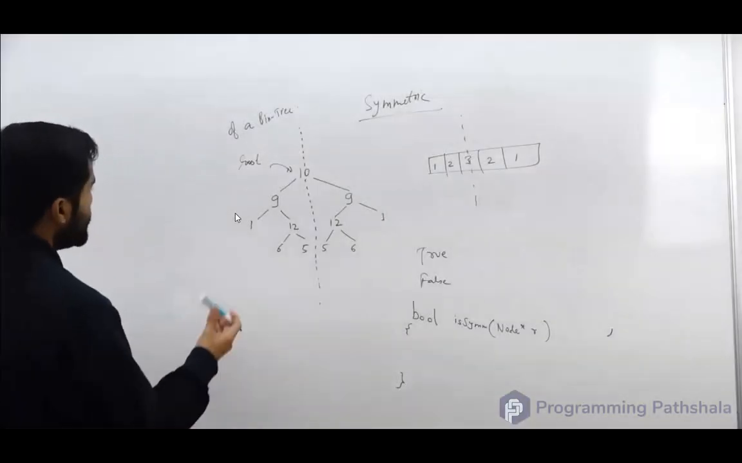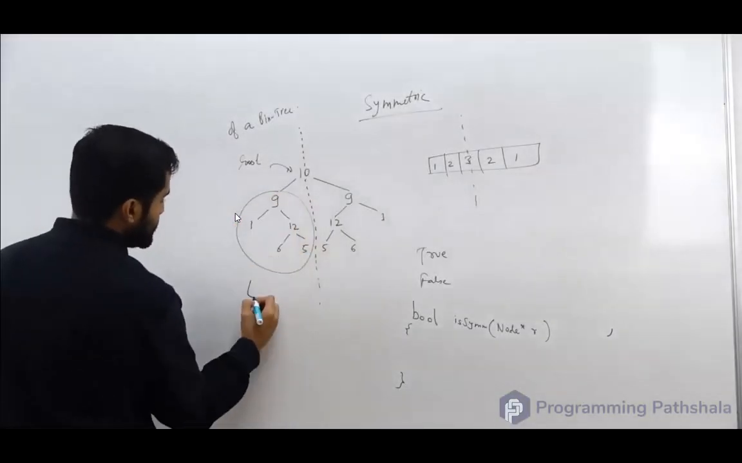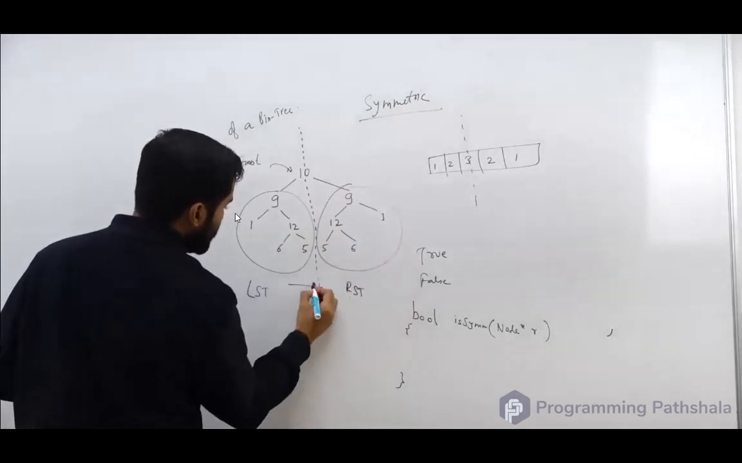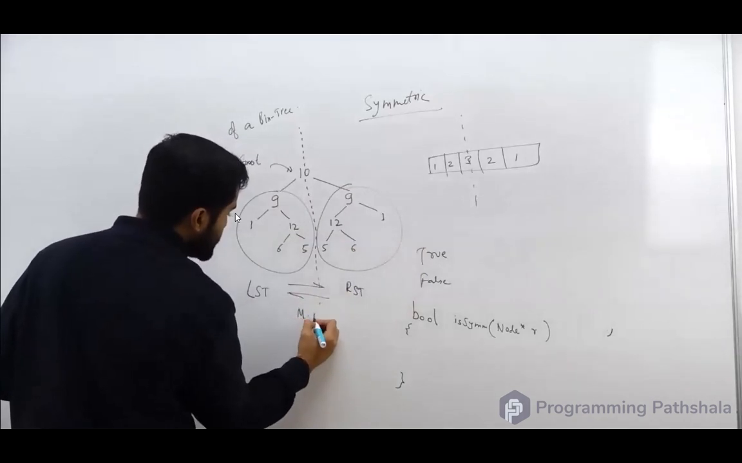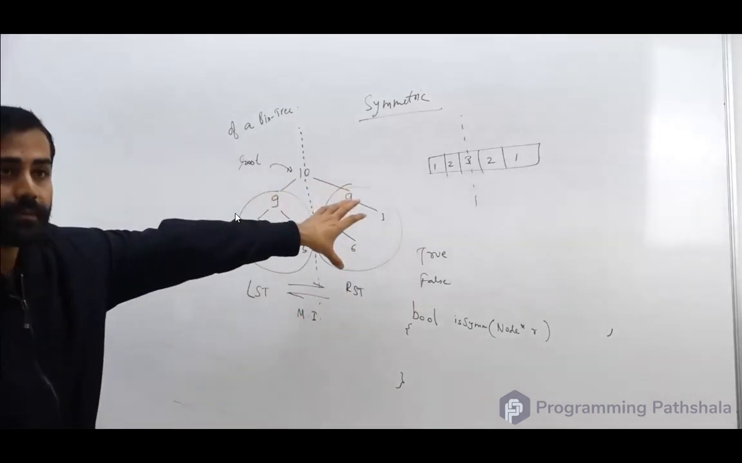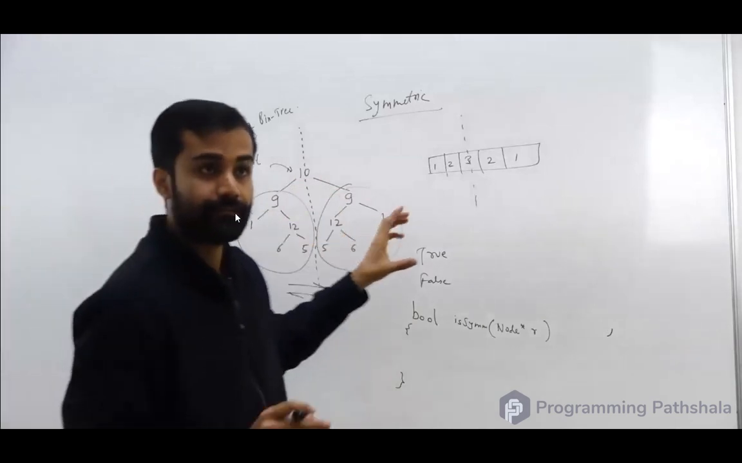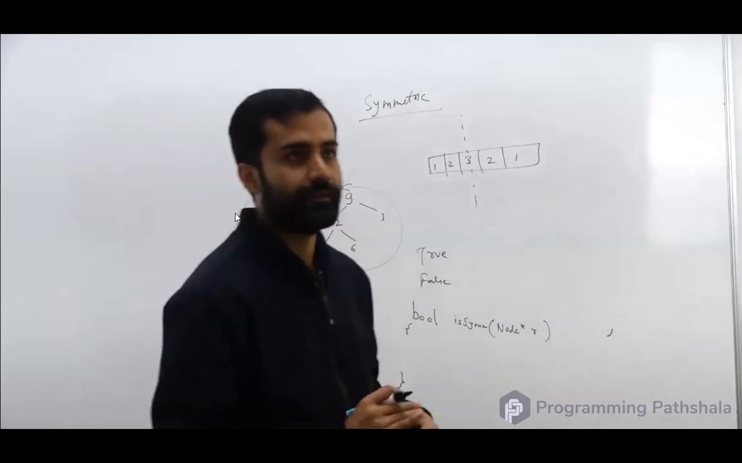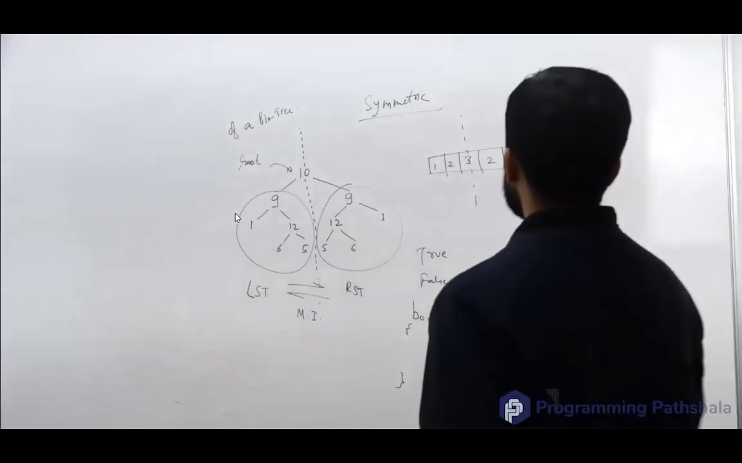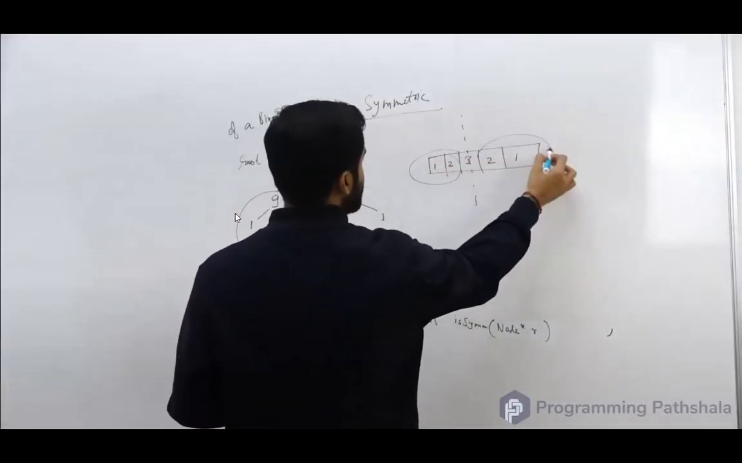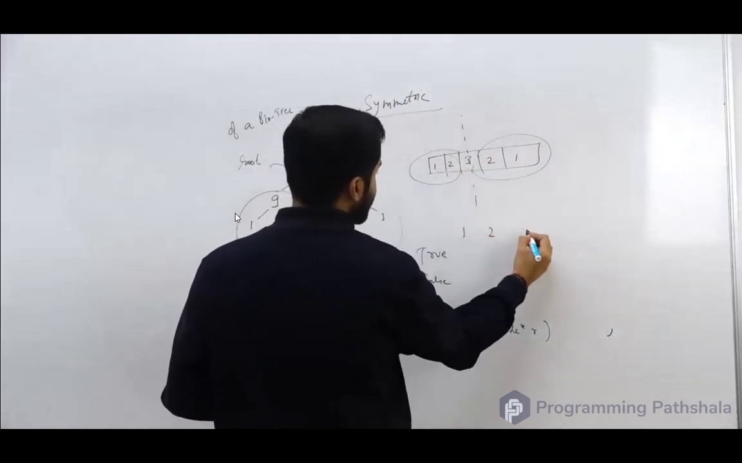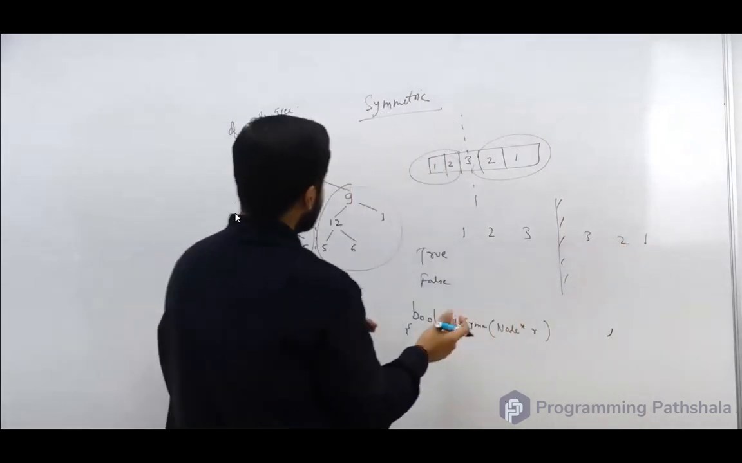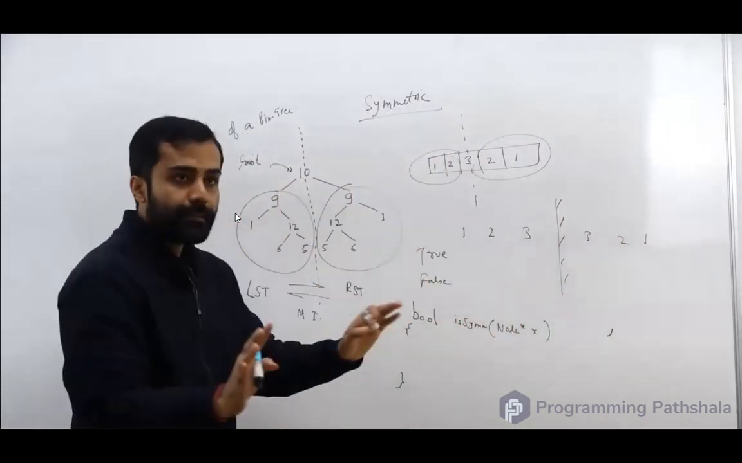The left subtree, which is this, and the right subtree, which is this, both of them are mirror images of each other. The left subtree is a mirror image of the right, and the right subtree is a mirror image of the left. If that is true for any tree, then that tree will be symmetric. Even in an array, this part was a mirror image of that. If you put 1, 2, 3 in front of a mirror, you will get 3, 2, 1. So if the left part and the right part are mirror images, my job is done.